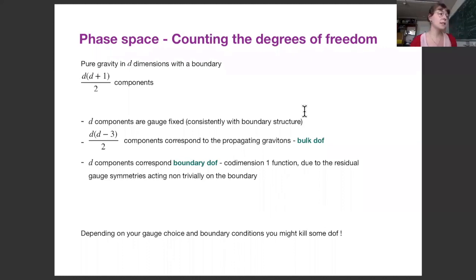And if you do the computation, you're left with D components that will correspond to the boundary degrees of freedom. So some functions that are free on the boundary that you can still use. And that's why I use the word residual. As they're living on the boundary, they will be codimension 1 functions. And when you fix a gauge, you have to pay attention to not killing them. If you're interested in studying the most general boundary condition, to describe the boundary degrees of freedom, you have to pay attention to the gauge you put, because you might kill some of the boundary degrees of freedom, and we will see that more explicitly during my talk.